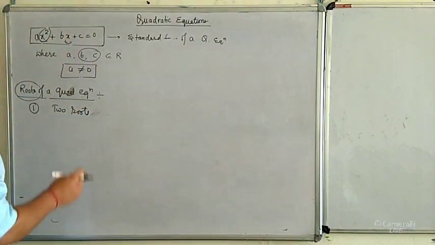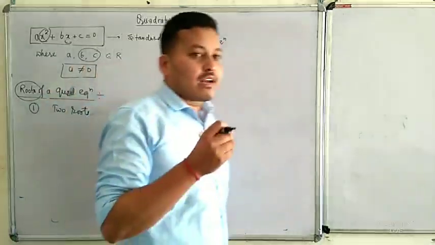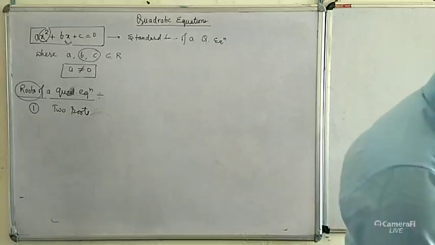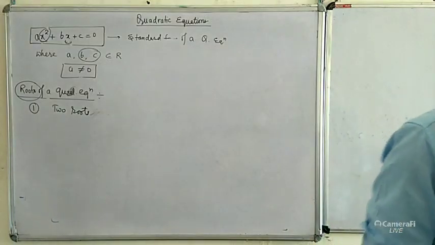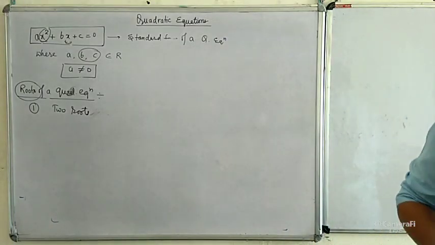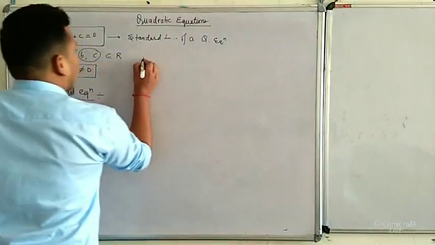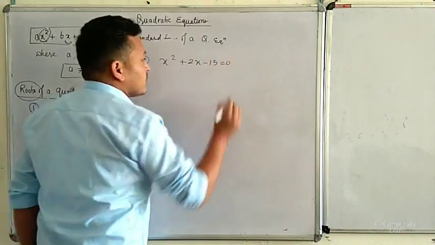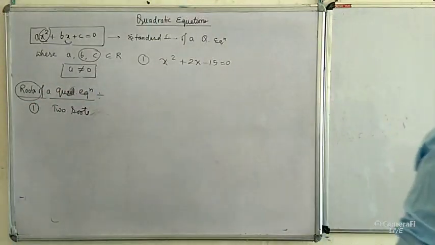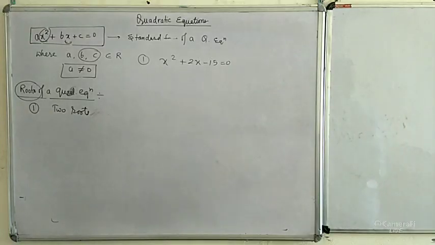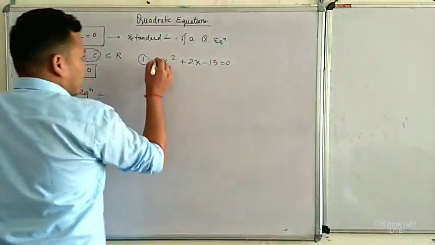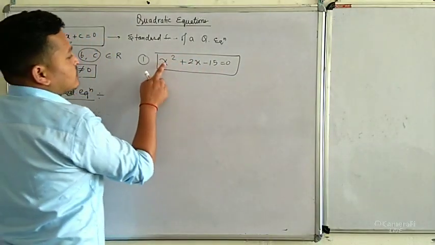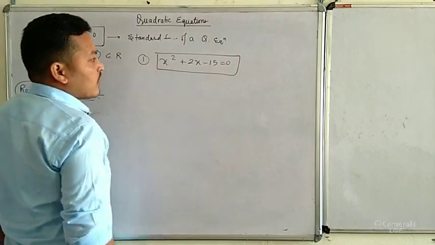Next, how can you find the root of a quadratic equation? If you are given any quadratic equation, how can you find its roots? I am starting with x square plus 2x minus 15, a simple example. The question is x square plus 2x minus 15 is equal to 0. Find the root of this equation. First of all, this is your quadratic equation.